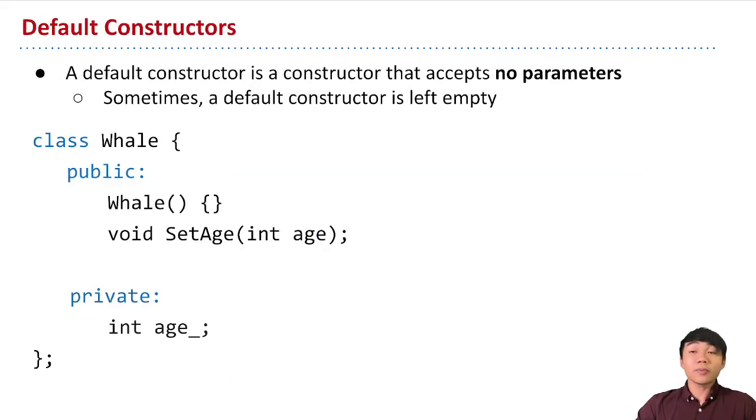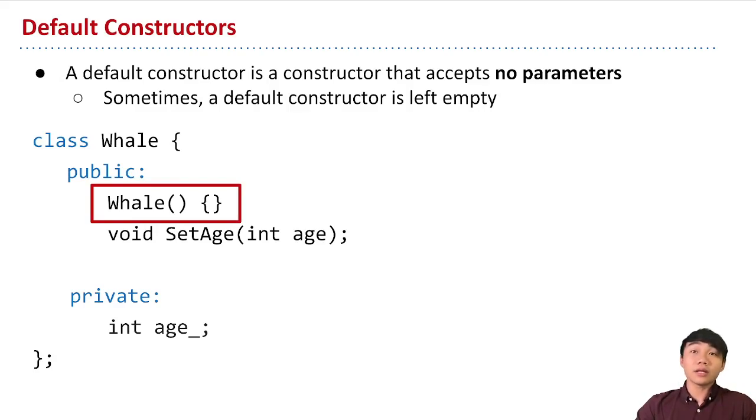Constructors are special member functions, and one thing that makes them special is that they're always the same name as the class. Say we have a Whale class here, and we have a constructor for Whale objects or Whale instances, which we know is a constructor because the function is also named Whale, right? The class is named Whale, and this function is also called Whale. And you see here, it has no parameters specified in the parentheses. A constructor that doesn't accept any parameters is called a default constructor.